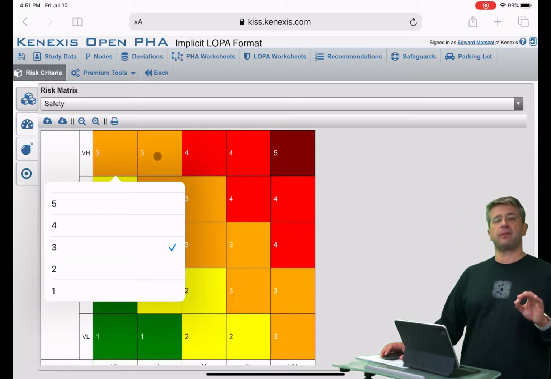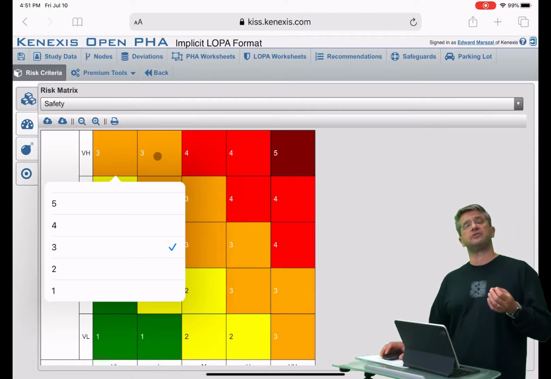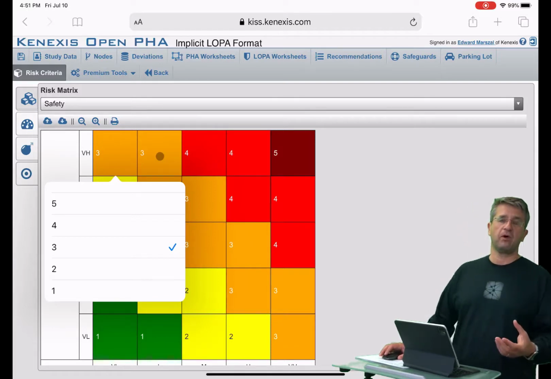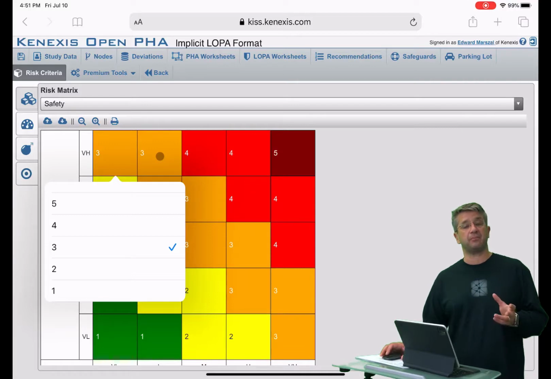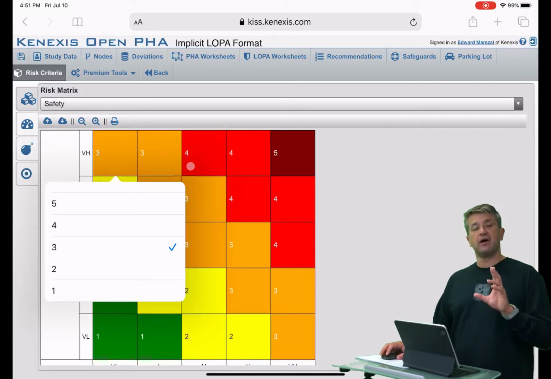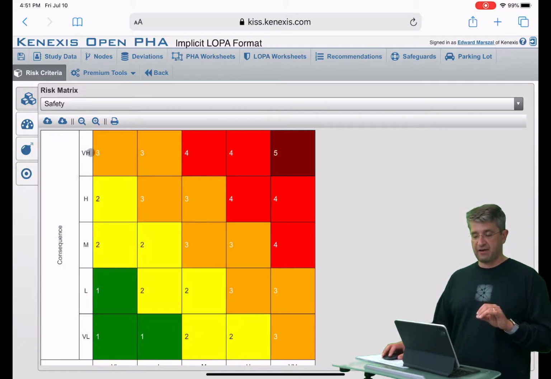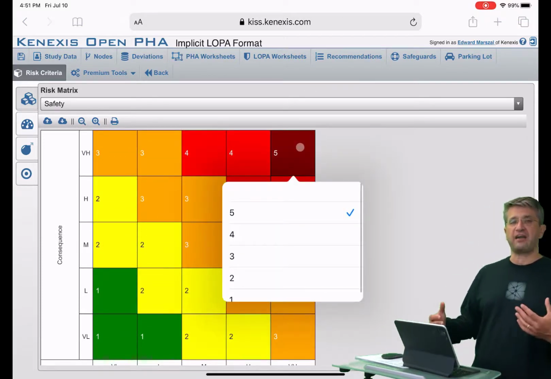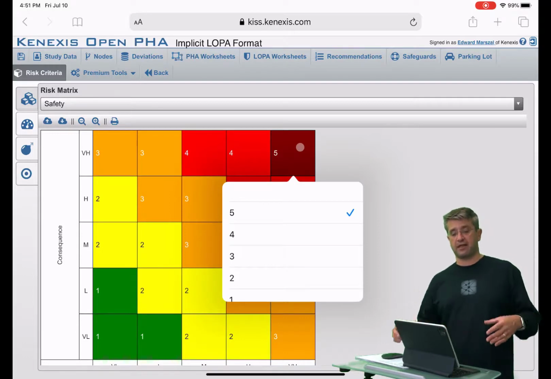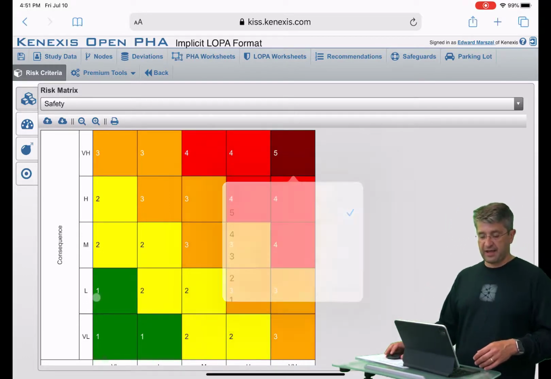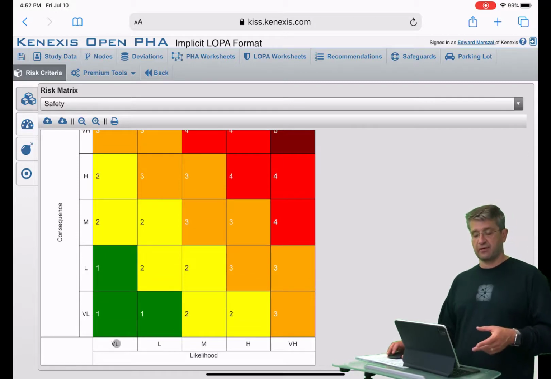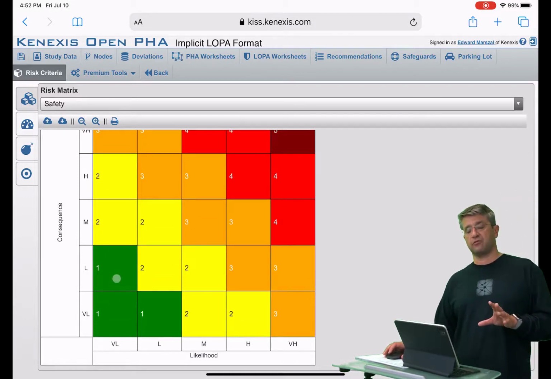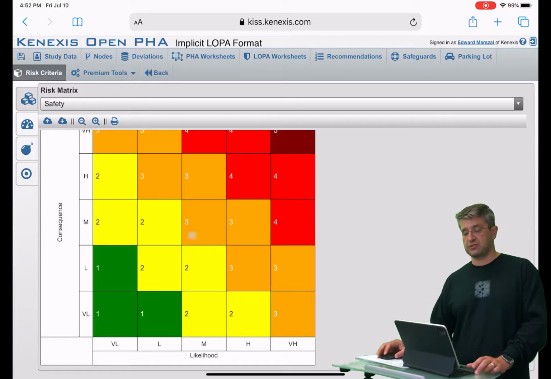The cell is going to represent the number of orders of magnitude of risk reduction that is required to make the risk of that cell tolerable, which tells us something about how many independent protection layers we're going to need to have to make the risk be tolerable. So for instance, if I had a very high consequence and a very high likelihood, I would need 5 orders of magnitude of risk reduction to make that risk tolerable, whereas if I had a low consequence and a very low likelihood, I would only need 1 order of magnitude of risk reduction to make that situation tolerable.